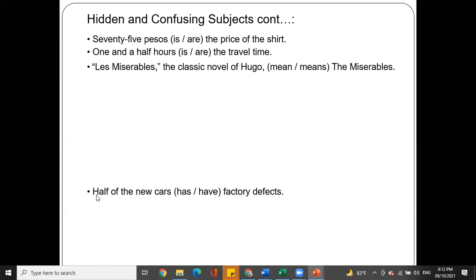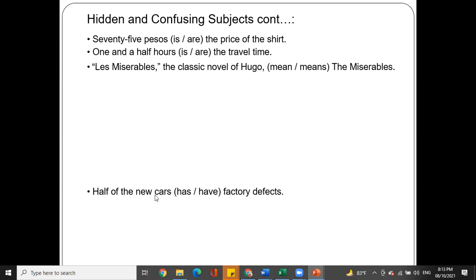Okay. So when it comes to words like half or a quarter or three-fourths of, then we now refer to the modified. So these modifiers depend on what they modify as now becoming the true authentic subject. So half of the new cars have factory defects.